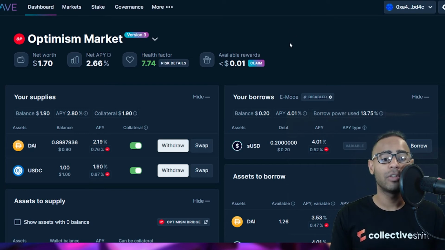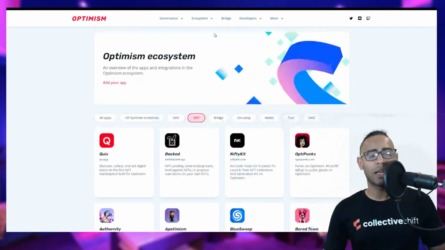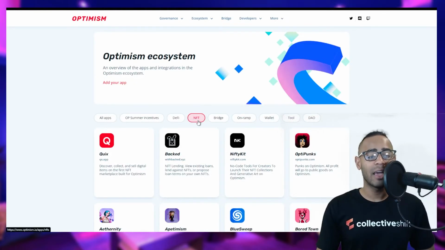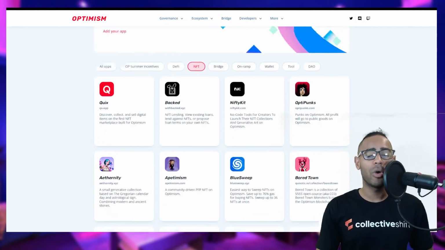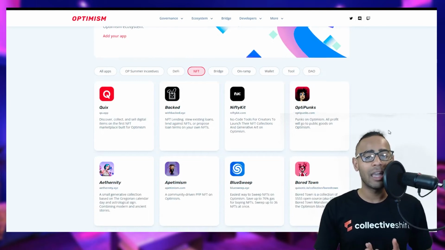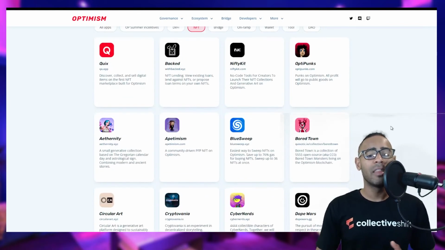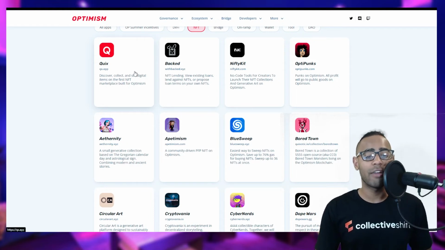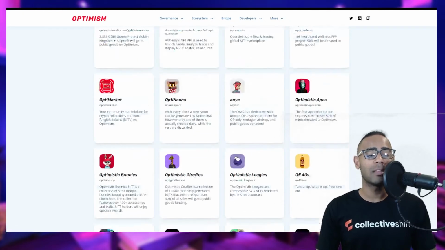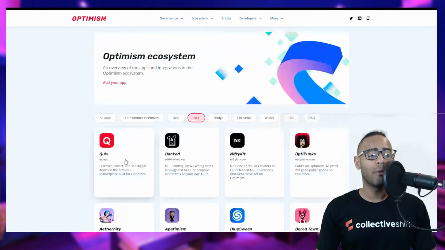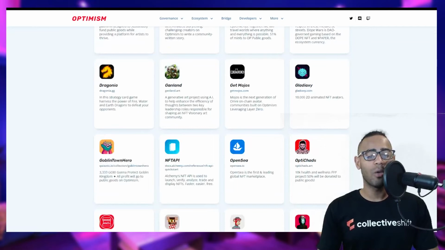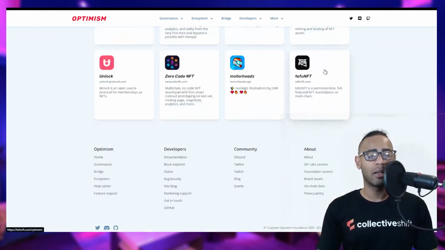The next thing I want to show you is how to get some NFTs. On the Optimism website itself, there is an NFT category. I do want to let you know the premium places to get NFTs at the moment on Optimism. There are 3 major places. The first one is Quix, one of the OG NFT places. The next one is called ToFu NFT. I'm going to show you all of them right now. Let's click on ToFu NFT.